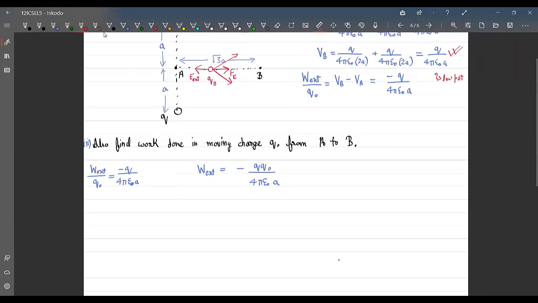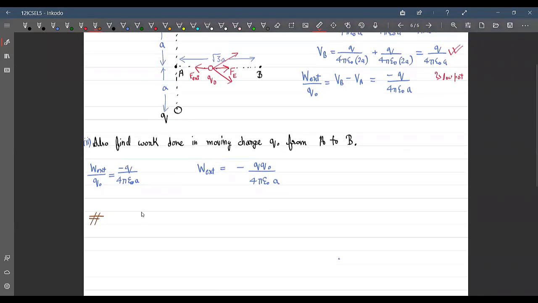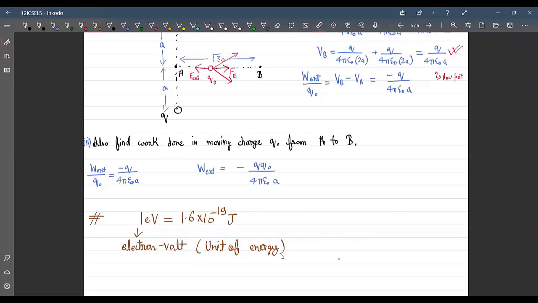Okay, there's a small definition. We'll just get over with it. That is the definition of 1 electron volt. This is written as 1.6 into 10 raised to minus 19 joules. This quantity is called electron volt, and it's a unit of energy. Because the energy of subatomic particles is really, really small, we like to use this unit, that is electron volt. So it is 1.6 into 10 raised to power minus 19 joules.